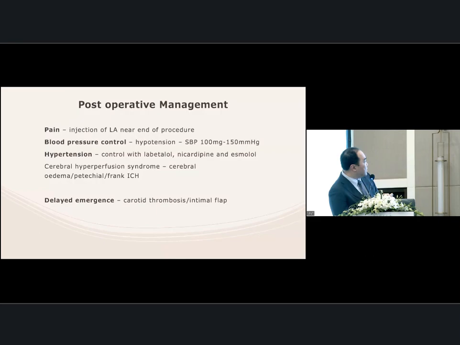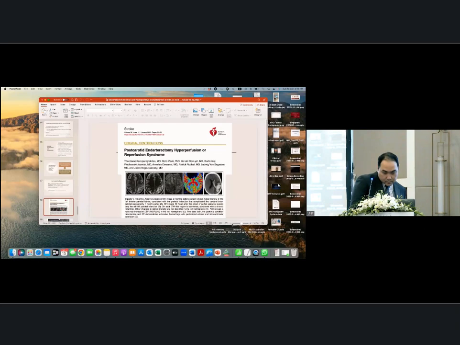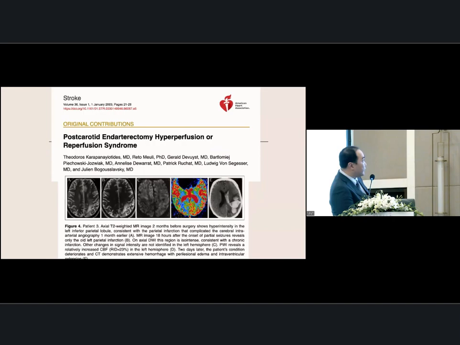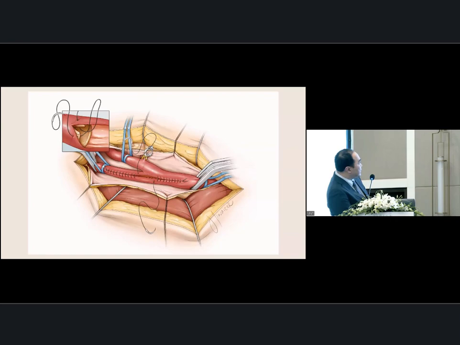The other important thing is when you have problems with CEA and you have this issue of delayed emergence, most of the problem could be carotid thrombosis and the intimal flap itself. So there are two things that we watch for. Number one, especially if you're dealing with very critical stenosis, is the risk of post-endarterectomy hyperperfusion, and that can be avoided by good control of blood pressure. The other one is the possibility of an intimal flap, causing thrombosis. So remember, when you finish dissecting this bit here, sometimes you really have to stitch that whole bit down in order to prevent flap dissection in carotid endarterectomy.